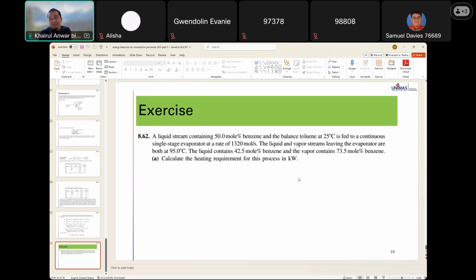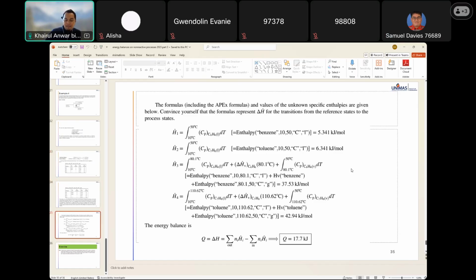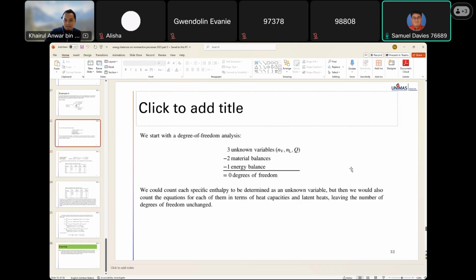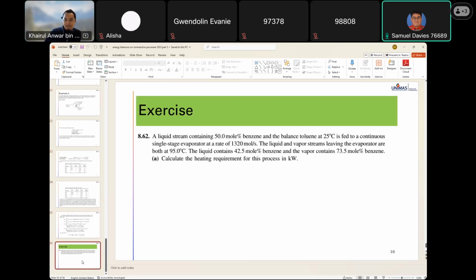Okay, good, there is an answer. So the first thing you need to do is the mole balance first. You determine this balance on NV and NL. NV is 319 and NL is 1000 mole per second. Once you get that mole balance, you do the table.